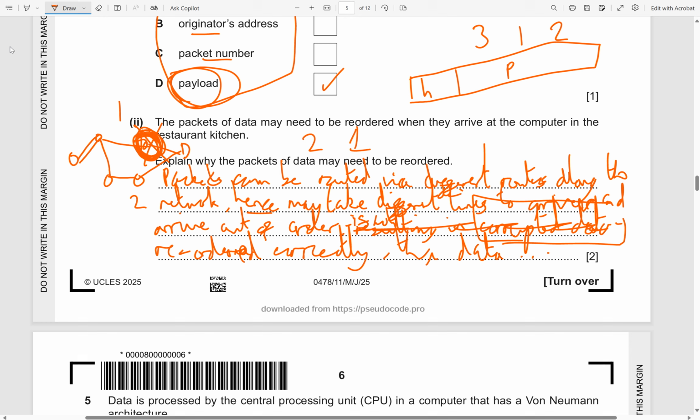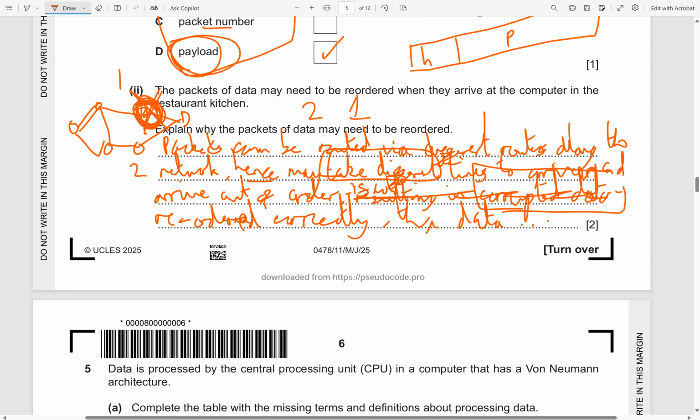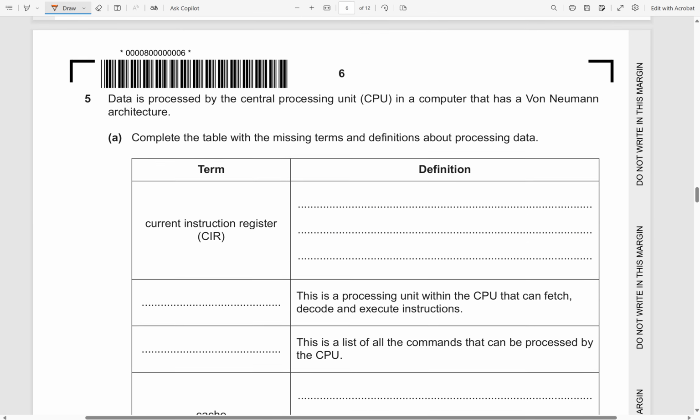Here we said they may take different times, but we are assuming they both arrive successfully. If we actually have some packets that don't arrive at all, then of course it's going to have to be resent, and if it's resent, then it's definitely going to arrive out of order. Hopefully that makes sense.